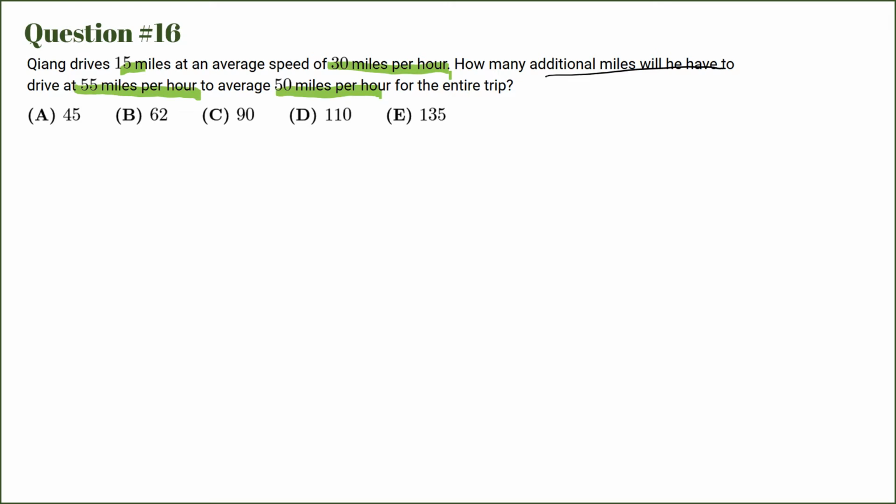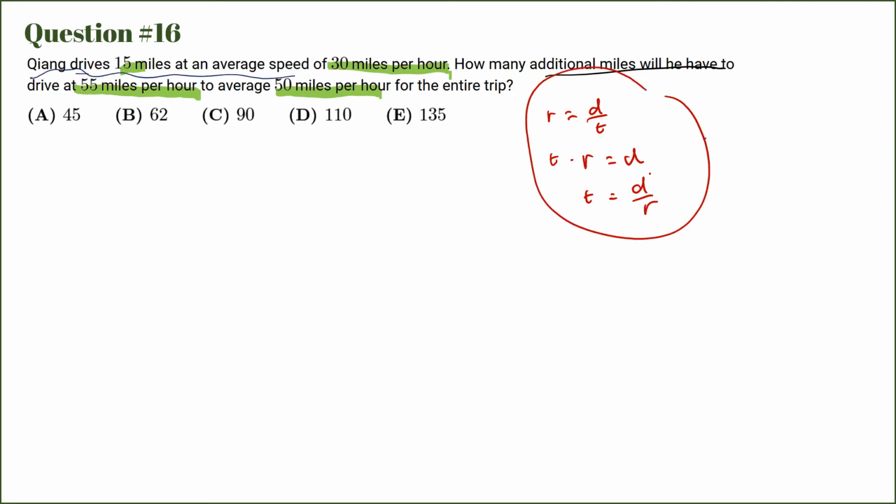So the important formula to know for this is rate equals distance over time, and time times rate equals distance, and time equals distance over rate. So let's think about this information. If that's true, then for 15 miles, the time he took to drive that much is 15 over 30, or half an hour. So how many additional miles will he have to drive at 55 miles per hour to average 50 miles per hour for the entire trip?